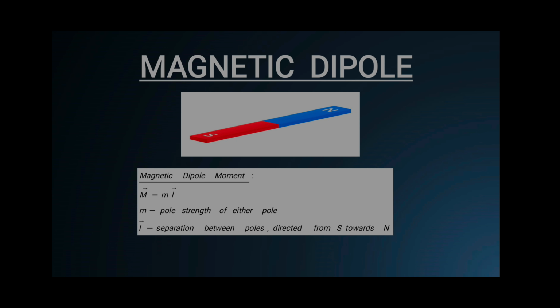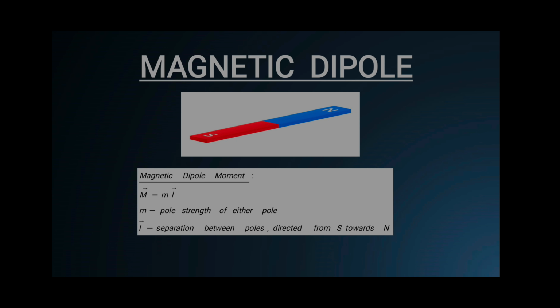Strength of a magnetic dipole is measured in terms of magnetic dipole moment. It is denoted by a capital letter M and it is a vector quantity. Magnetic dipole moment of a magnetic dipole is defined as the product of m and L vector. That is, small m stands for pole strength of either pole of the dipole, and L stands for separation between two poles of the magnetic dipole.